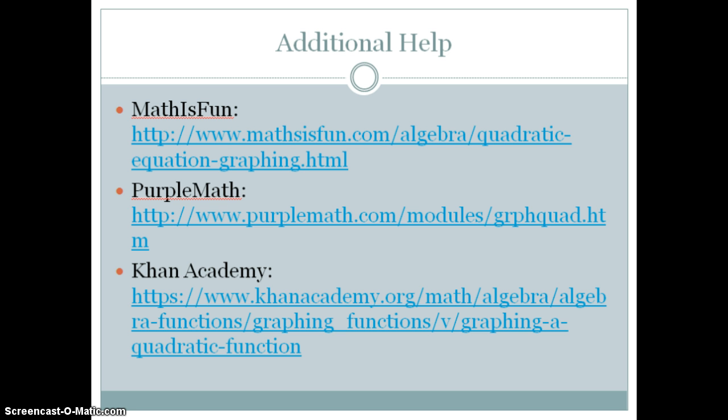Math is Fun and Purple Math both list everything out for you using text, so it's a little bit of reading. Khan Academy gives you a video. So whatever way you like to learn, if you like the video for the visual, or if you like the text so you can go back and read it and it's easier to write down, pick whichever one works better for you.